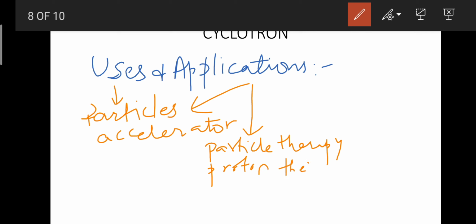Proton therapy as well. Both of these are used to diagnose cancer cells, right? Any blockage in the system, like in the circulatory system, and to treat the cancer as well. To treat the cancer means definitely to destroy the cancerous cells. And again, in many of the experiments that are performed in nuclear and particle physics, right?